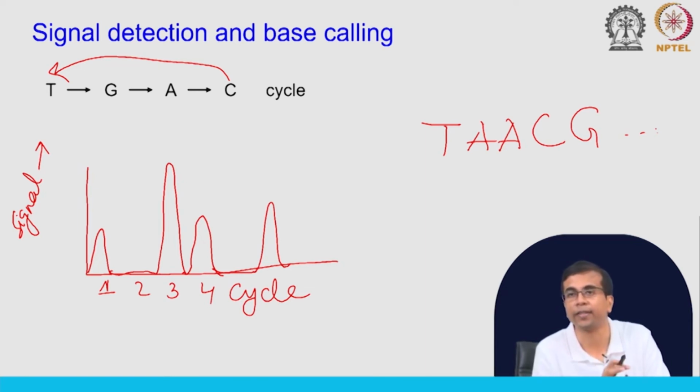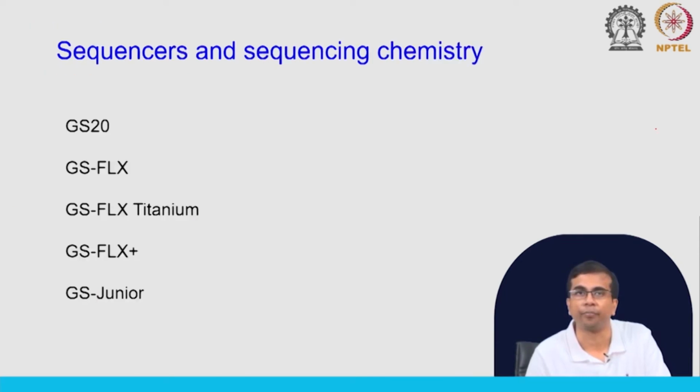So, you now understand there is this chain reaction that happens because of release of pyrophosphate during addition of base, that actually translates into light, for which we can then measure this light intensity or the signal intensity, and through which we can determine the base that is being added. Okay. Now, here are the sequences that actually were present.